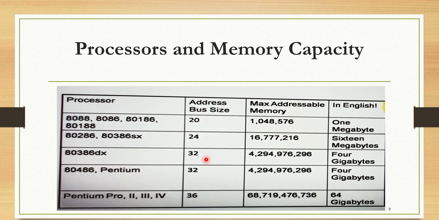The 386 is a 32-bit machine. 32-bit machine means it has a 32-bit data bus and a 32-bit address bus. The 386 machine can go to 4 GB. Pentium can also go to 4 GB because that was a 32-bit machine. But subsequently, new 36-bit processors have come that can access 64 gigabytes of memory space.